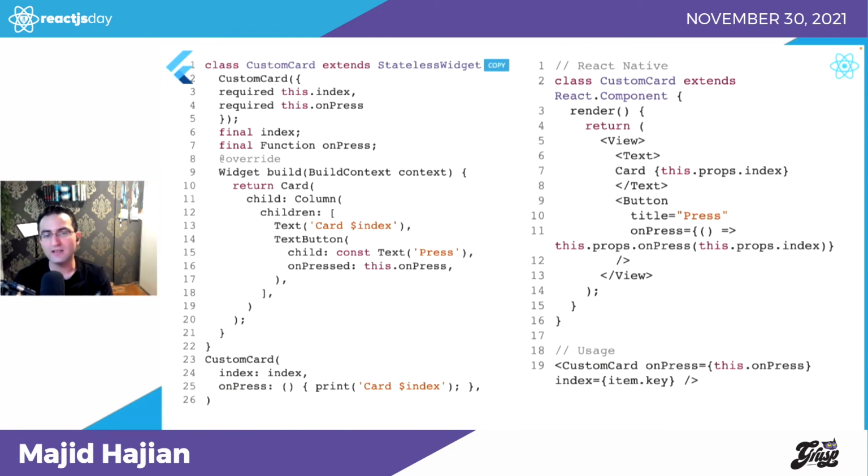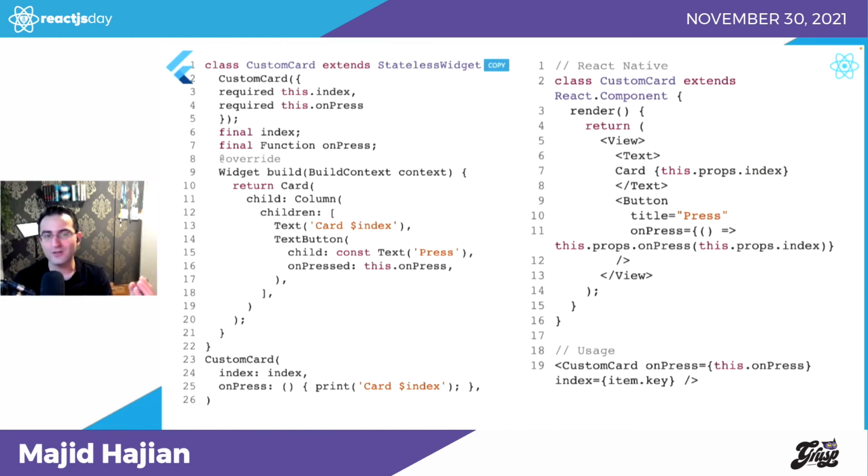And then you're going to look at the button, and you will have an onPress event handler here. And then again, you will do something with that. Then you can reuse this custom card and pass the props later down to this component. That is exactly what you do in Flutter. It's just a slightly different syntax.